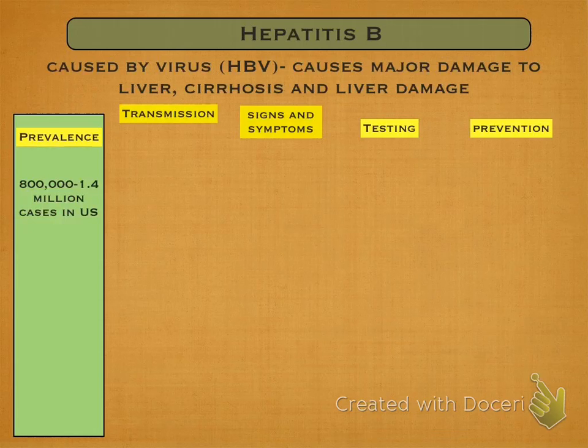All right, so let's look at this. Prevalence: 800,000 to 1.4 million cases in the United States, most of those unaware. Now, why is it that people are unaware that they have any disease? Any.